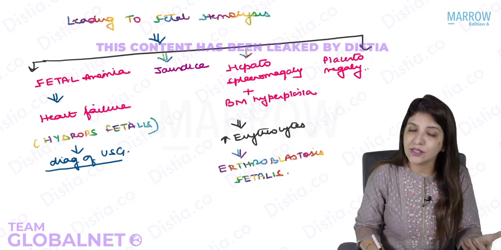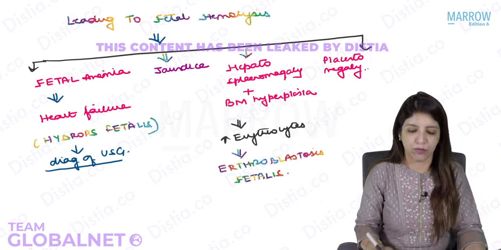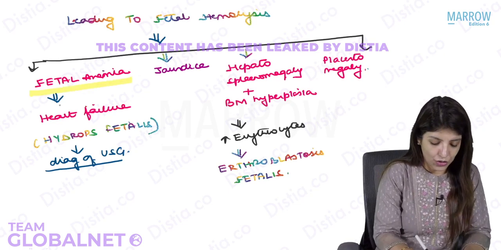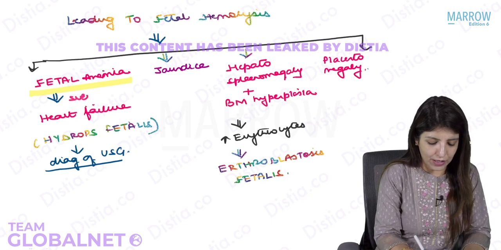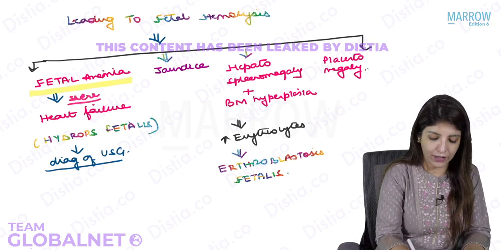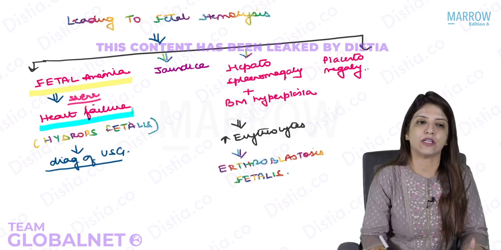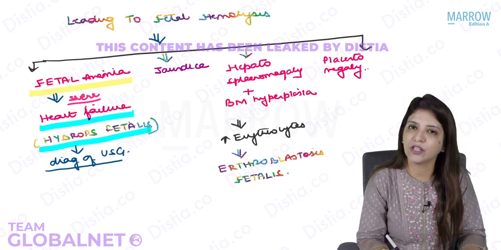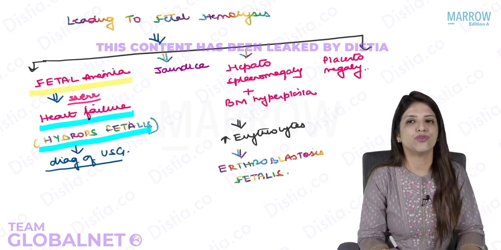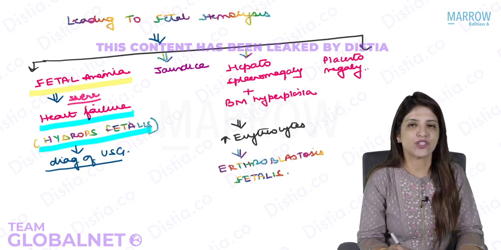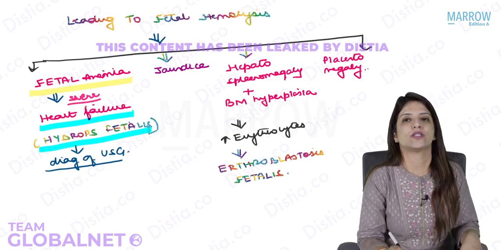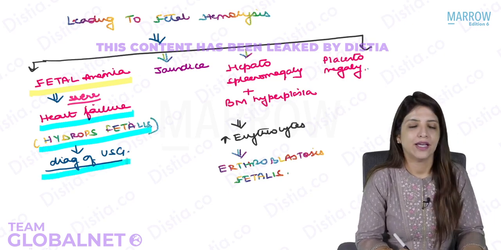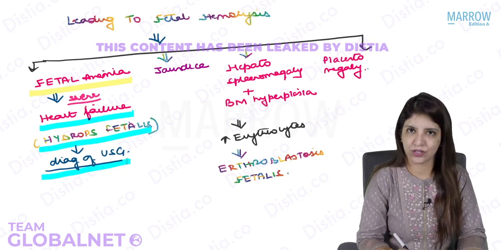Now, when hemolysis happens in the fetus, definitely there will be fetal anemia, right? And you all know that severe fetal anemia leads to heart failure. So if there is severe fetal anemia, it is going to lead to heart failure, and that is what is called hydrops fetalis. I'm going to talk to you about hydrops fetalis in detail, but just remember that hydrops fetalis is not a clinical diagnosis, right? It is a diagnosis on ultrasound.